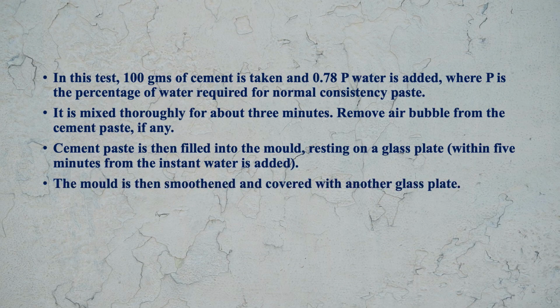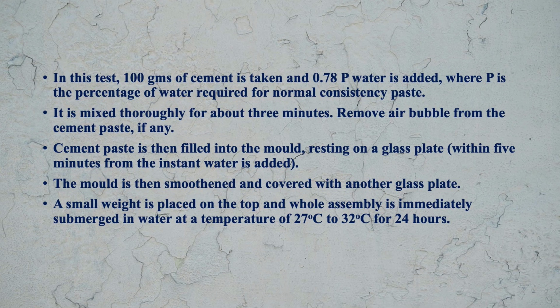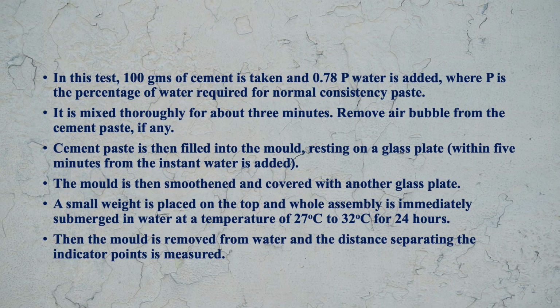Now the mold is smoothened and covered with another glass plate. A small weight is placed on the top and the whole assembly is immediately submerged in water at a temperature of 27 degrees Celsius to 32 degrees Celsius for 24 hours. Then the mold is removed from the water and the distance separating the indicator points is measured.